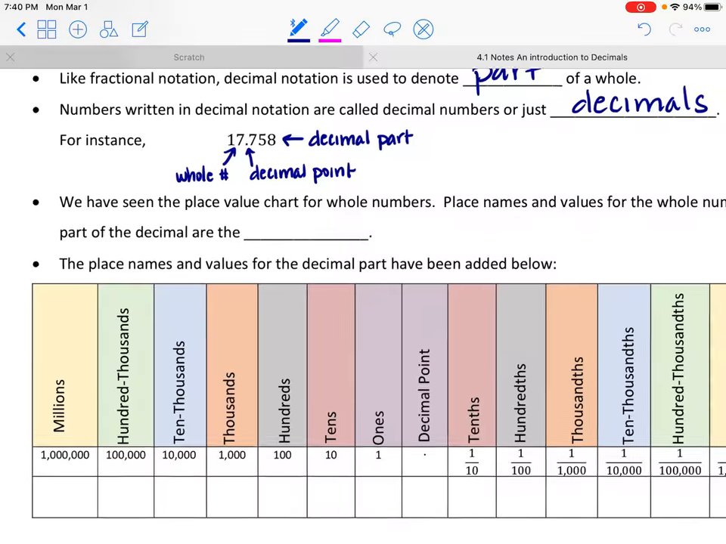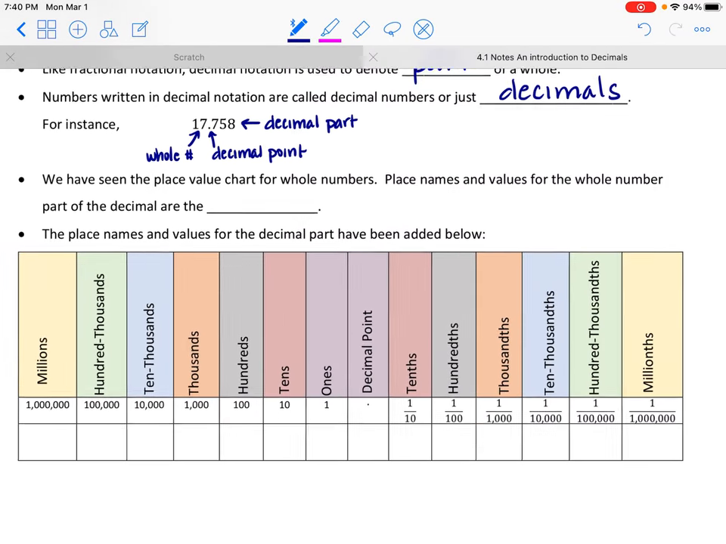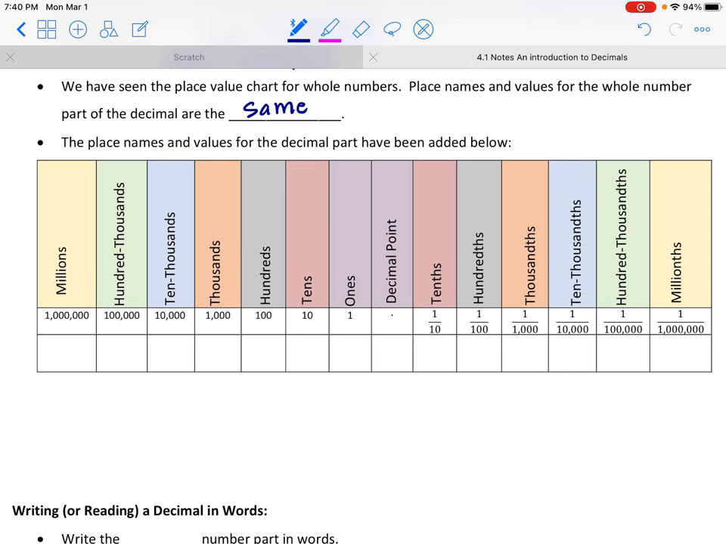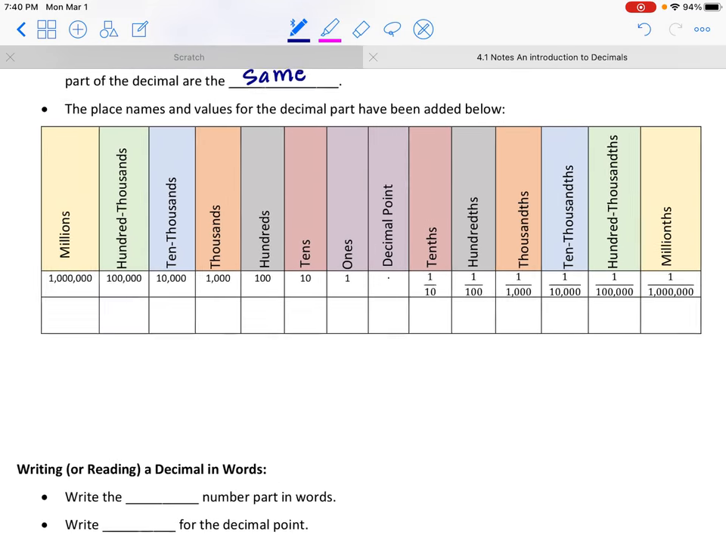of your decimal number. Now, we have seen in the past the place value chart for whole numbers. The place names and values for the whole number part of our decimal number are the same. Those haven't changed, but now we're going to add on the place names and values for the decimal part. So you see a picture here where the place names and values for the decimal part have been added.